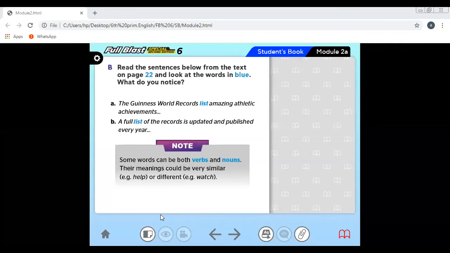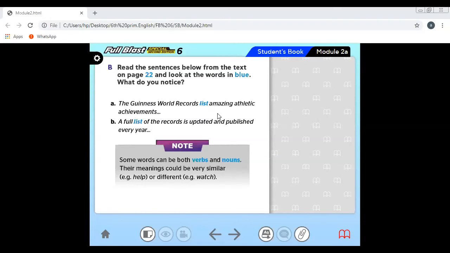Okay, let's go. Can you hear me now? Yes. Okay. Let's go to the next exercise, which is exercise B. Read the sentences below from the text on page 22 and look at the words in blue. What do you notice? The Guinness World Records list amazing athletic achievements. Here, we are at page 24, exercise B in the student book.